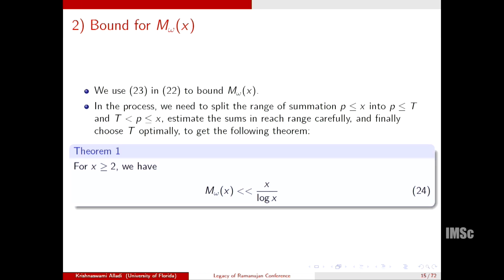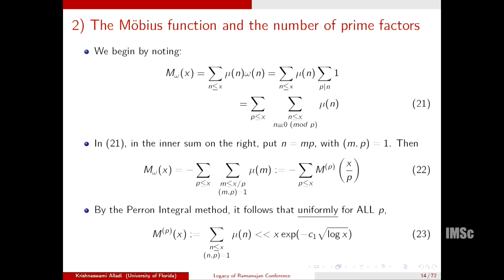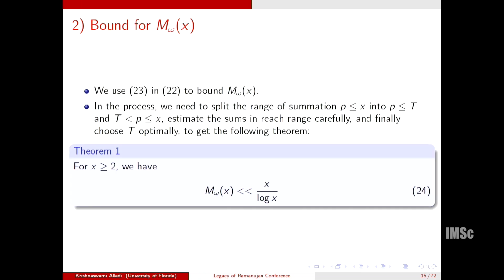All right. And once we get that, we have to go back and split this sum into two ranges, p less than or equal to t and p bigger than t, and work with this, choosing t optimally. And when you do that, you end up getting a bound which is only of the size of x over log x. And this x over log x is because the primes come in, and without further investigation of the cancellation, you can't do any better. So you get a bound of x over log x, but that's still good enough. It's still little o of x.